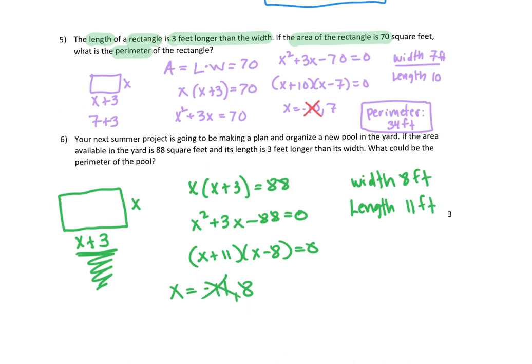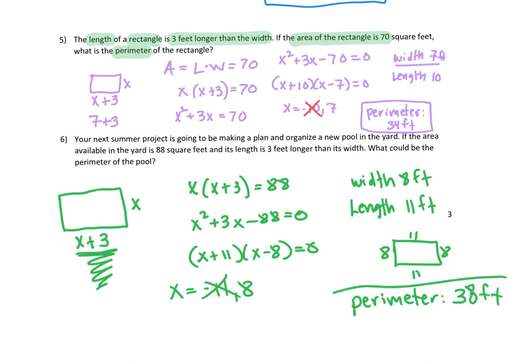Then to find the perimeter, we know that's 11 and 11 and 8 and 8. So 22 plus 16 is 38 feet. And there you go, that's our final answer. So we actually had to answer the problem further than what we were trying to find, but that's an okay thing to do. All right, let's move on to the last page here.